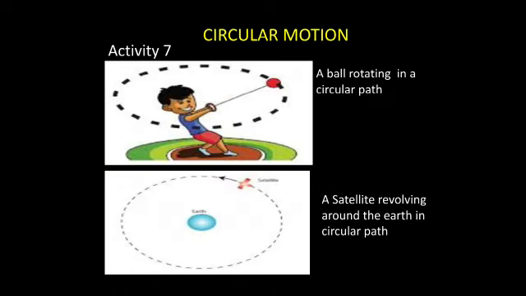Let us perform one more activity that is given in your book, activity number 7, page number 103. Here, in the first picture, what you can see is a boy who has tied a ball with a thread and whirls it with his hand. The object here is the ball. Entirely it is following a circular path, right? Similarly, we can take an example in the second picture, a satellite revolving around the earth in a circular path.